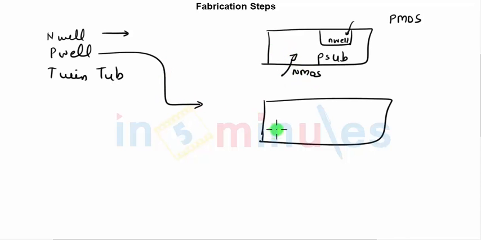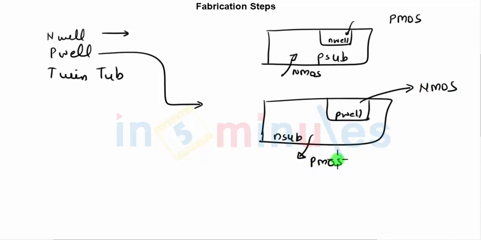Similarly, a p-well process is nothing but you will have your N substrate. The well would be P type. In p-well, we know that NMOS would be fabricated in the well and in the N substrate, a PMOS would be fabricated. And if you see properly, in both cases, your NMOS and PMOS are both getting fabricated. So this is a part of CMOS fabrication processes.